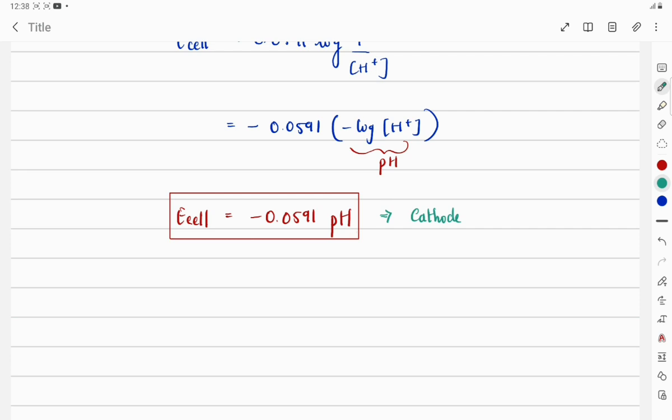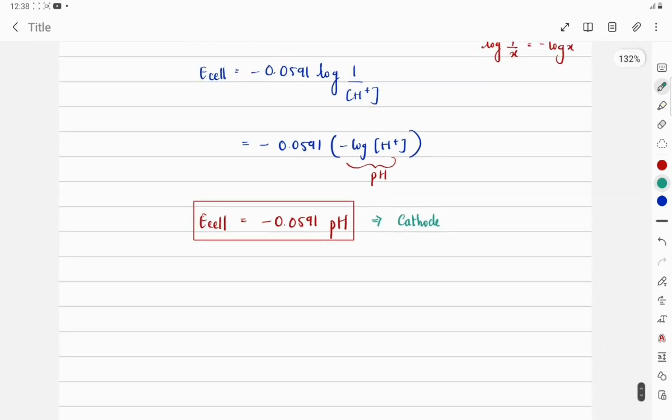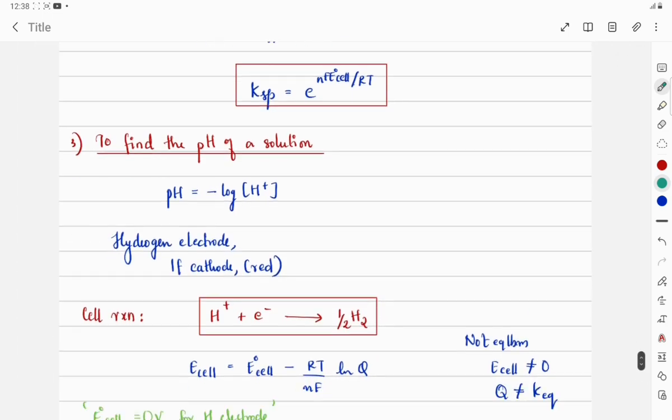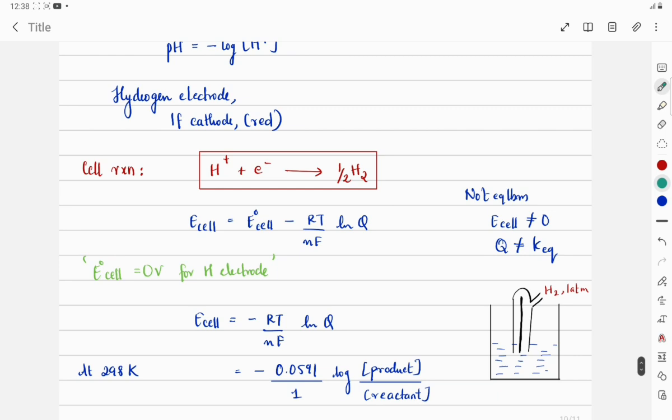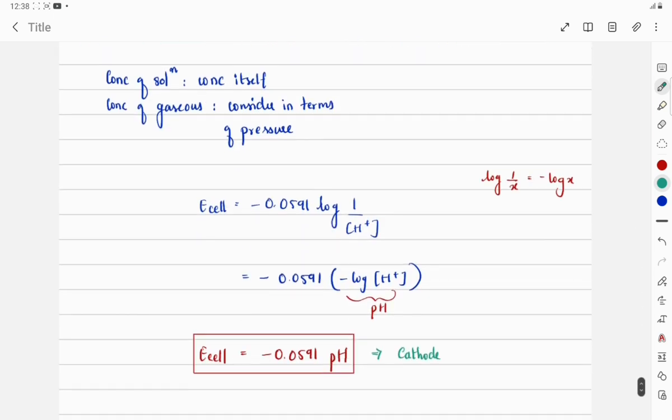What if the hydrogen electrode is used as anode? What are the changes which will happen here? Let's see. So we began by choosing the cathode right here. So if I change it to anode, firstly my cell reaction will reverse. Okay, so cell reaction will become half H2 giving H+ plus electron. So let's write that also.